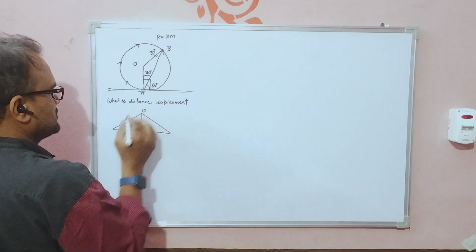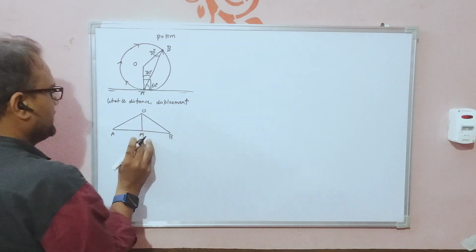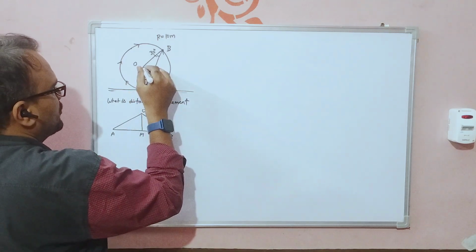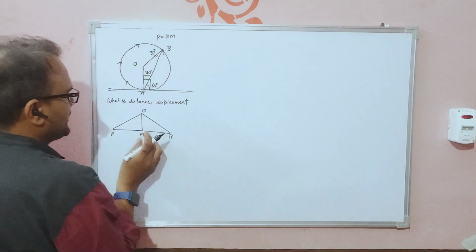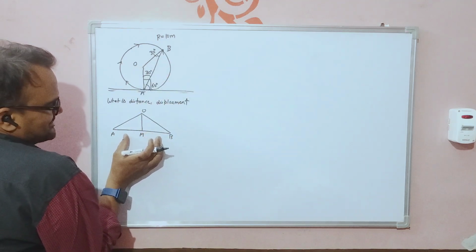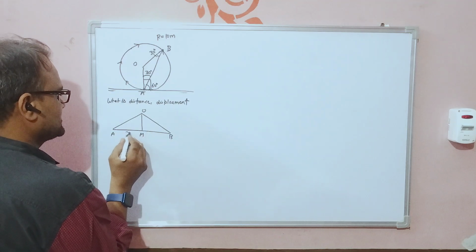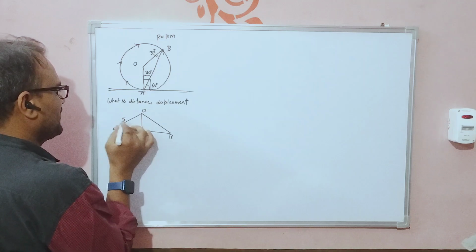Let's take this point as O, this is A, this is B, and this point is M. I have drawn a perpendicular from O to this line AB. So it will divide this line AB into two segments, right? So let's take this as X, and here the angle is 30 degrees, this is 5.